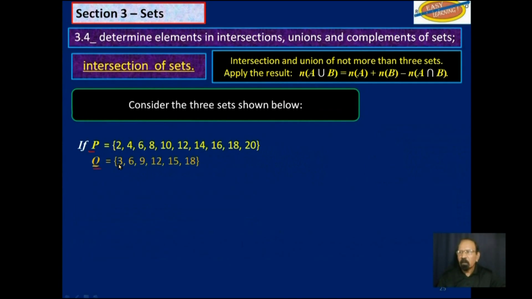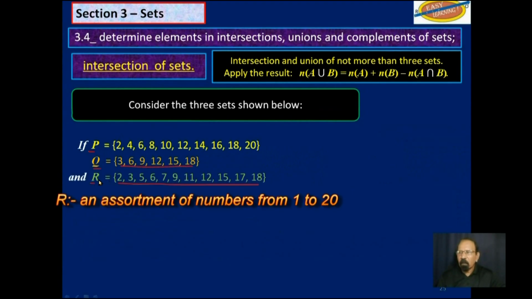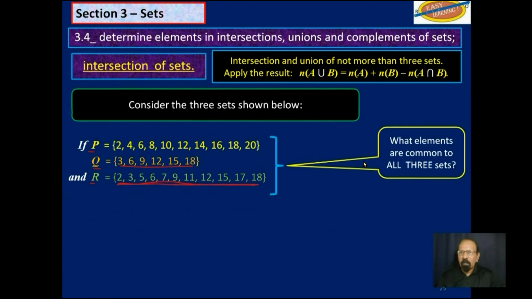Q, these look like multiples of 3. And R, you have a combination of numbers here, even numbers, prime numbers. So what elements are common to all three of these? And so you could see 6 here, 6 here, and 6 here. You could see 12 there, 12 there, and 12 here. And you could see 18 here, 18 here, and 18 here. So that P intersection Q intersection R is made up of the subset with elements 6, 12, and 18.